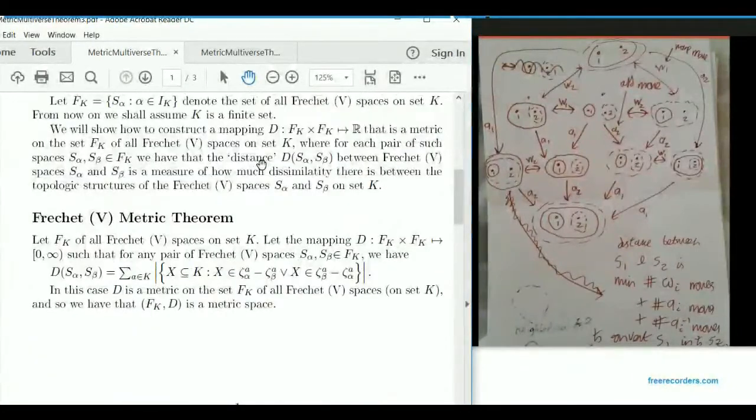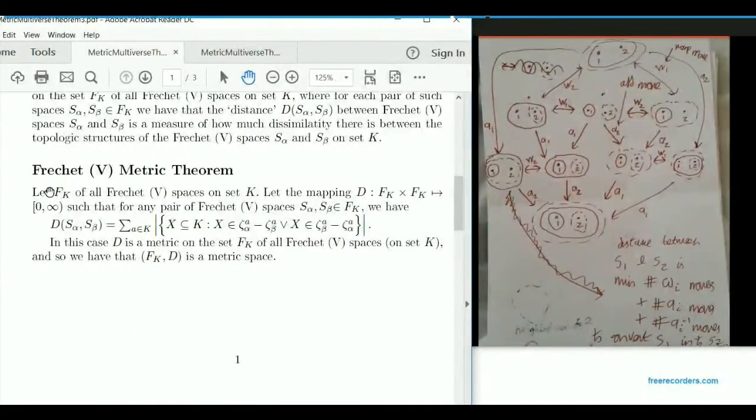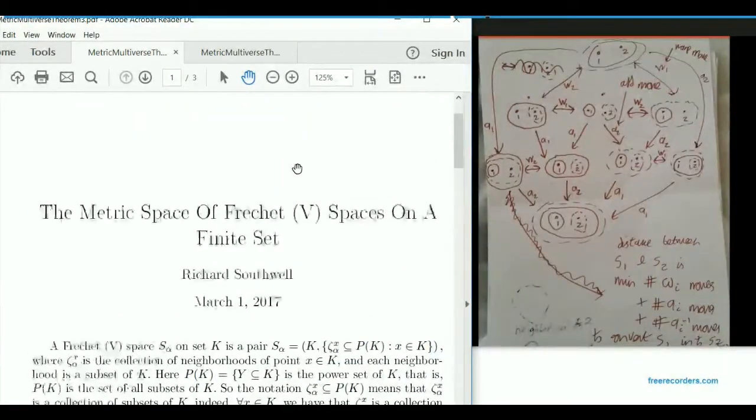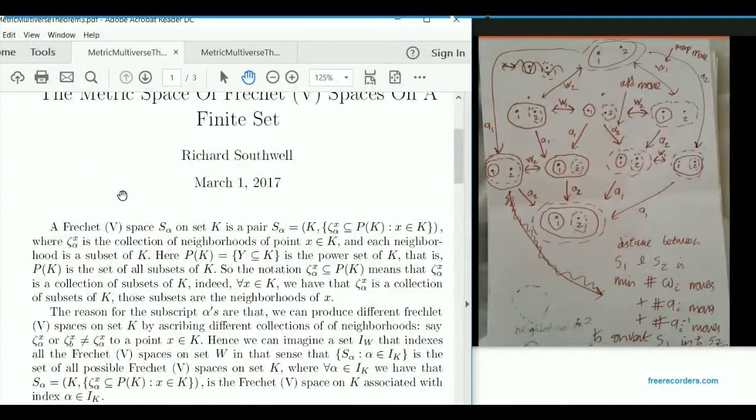But basically, a way I write this metric, okay, so if we want to define everything properly, we've got to define a Frechet V space S alpha. Now alpha is a little index which is describing the nature of the neighbourhoods in this particular space. Anyway, it's a space S alpha and it's on this set K, so its elements are from K.